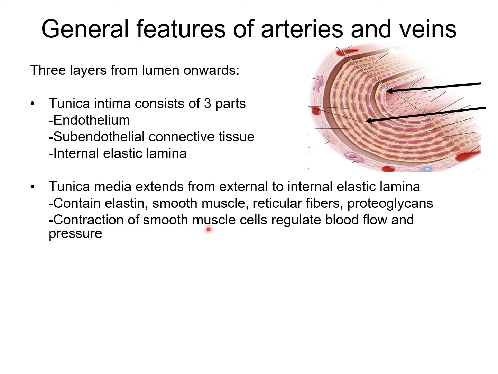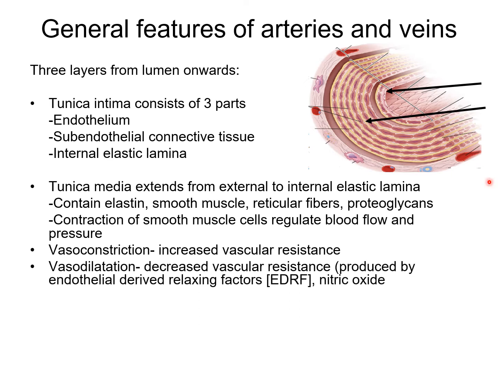The contraction of the smooth muscle cells regulates the blood flow and blood pressure. There are two terms: vasoconstriction and vasodilatation. Vasoconstriction is increased vascular resistance, and that is maintained by the tone of the smooth muscles of the tunica media. Vasodilatation, or decreased vascular resistance, is produced by endothelial derived relaxing factors and nitric oxide.